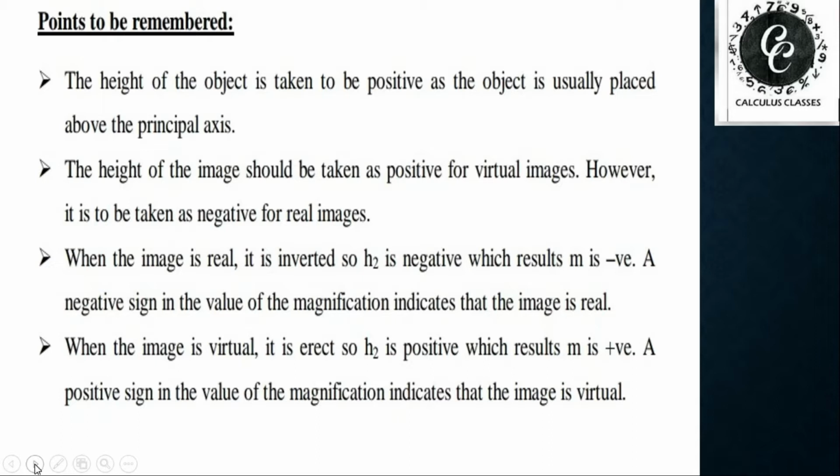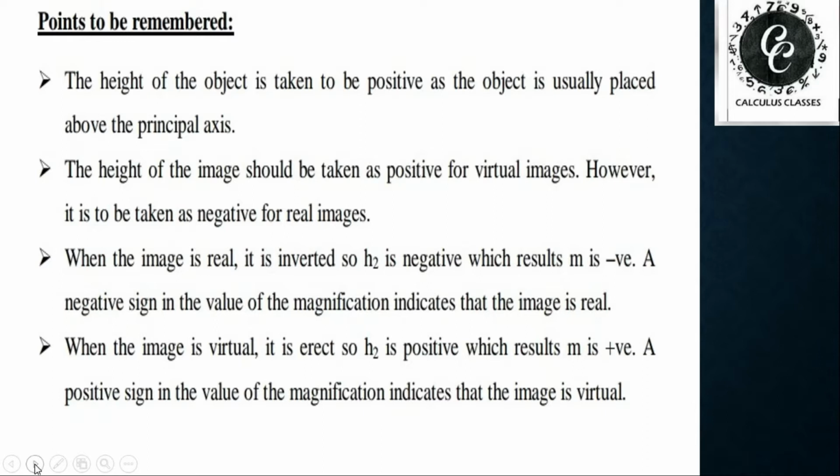When the image is real, it is inverted. So H2 is negative as we discussed in the last formula, which results in M being negative. That means we are talking about the magnification. Magnification will be negative for all real images. It should be remembered by all of you, whether it is a lens or mirror, it doesn't matter. If you are finding a real image, it will produce negative magnification.